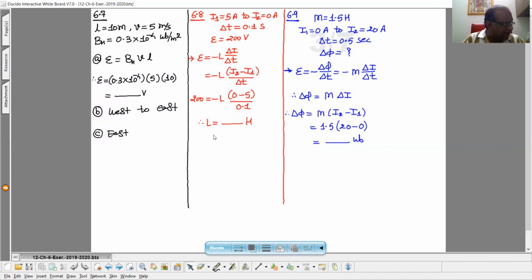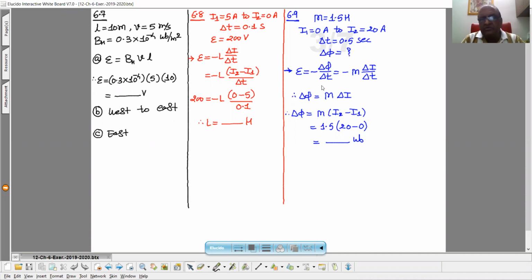6.9. A pair of adjacent coils has a mutual inductance of 1.5 Henry. If the current in one coil changes from 0 to 20 ampere in 0.5 second, what is the change of flux linkage with the other coil? Now see here, mutual inductance that is given to you is 1.5 Henry. I1 is 0 ampere, I2 is 20 ampere. That current changes in the time interval of 0.5 second. So what is delta phi?